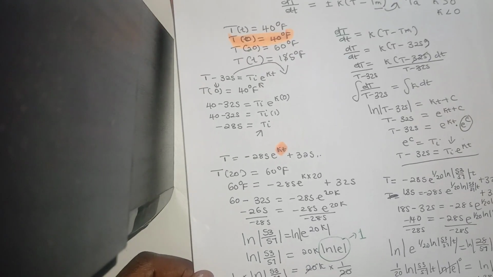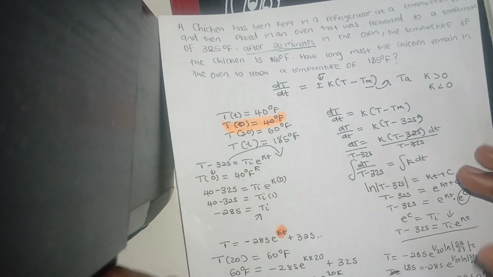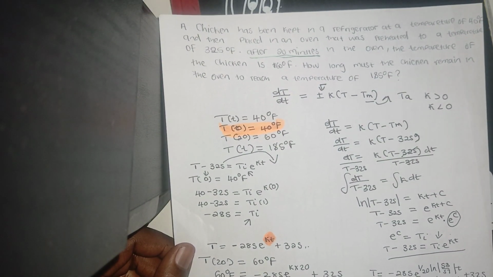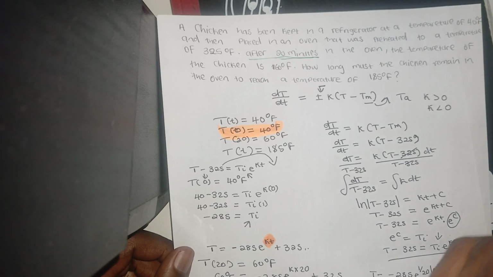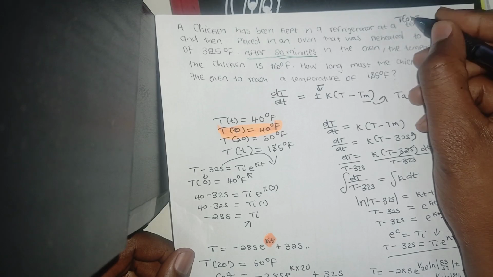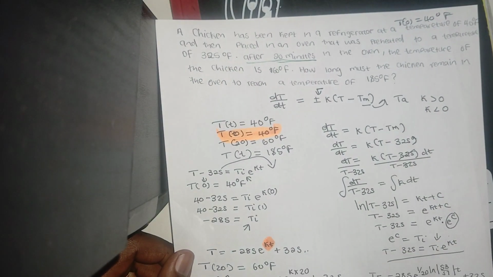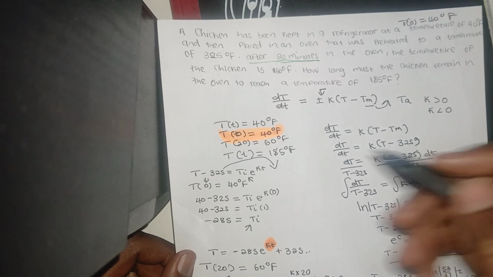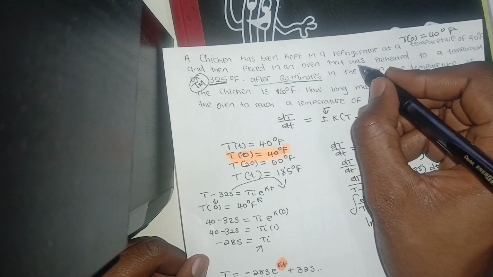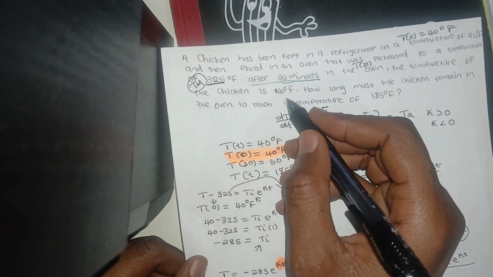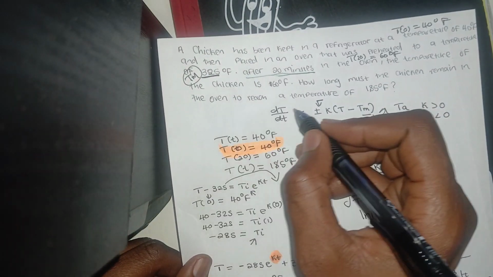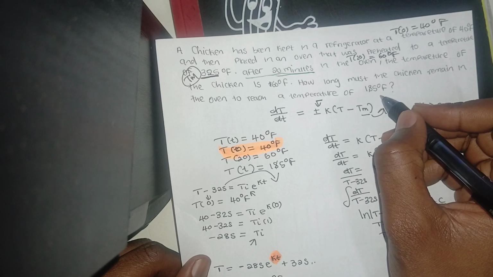Maybe quickly recap on how we went about this, right? The question was, a chicken has been kept in the refrigerator at the temperature of 40 degrees Fahrenheit and then placed in an oven that was preheated. So that means the initial time is 0, then 40 degrees Fahrenheit. Now it is placed in the oven that was preheated, which is the ambient temperature. Then after 20 minutes, the temperature of the chicken is 60 degrees Fahrenheit. How long must the chicken remain in the oven to reach a temperature of 185 degrees Fahrenheit?